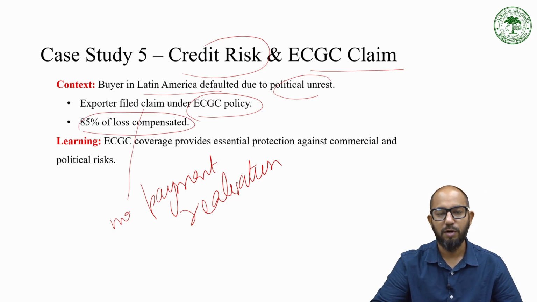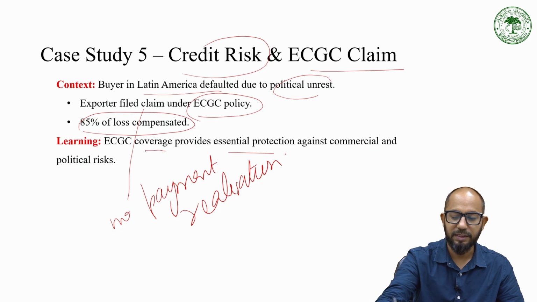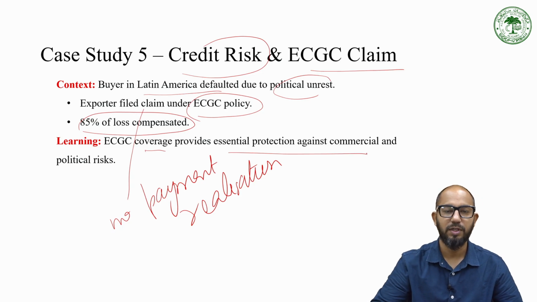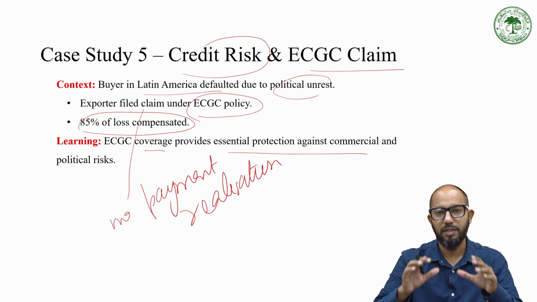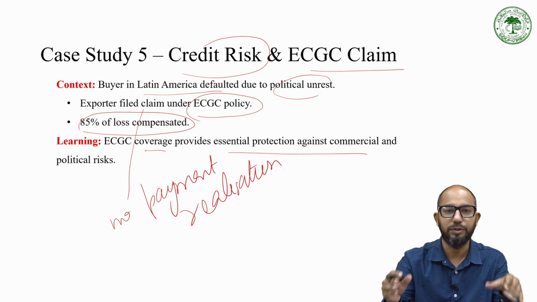What is the learning output? That government schemes such as ECGC coverage provide essential protection against commercial and political risk. Thus, the exporter should be vigilant and should have proper knowledge and awareness about such government schemes.